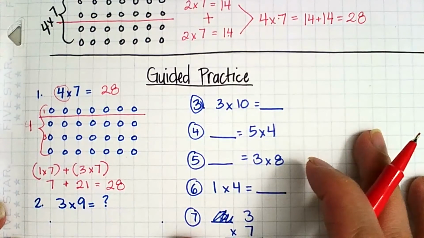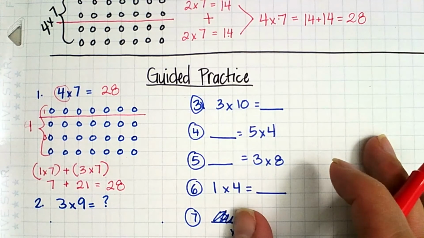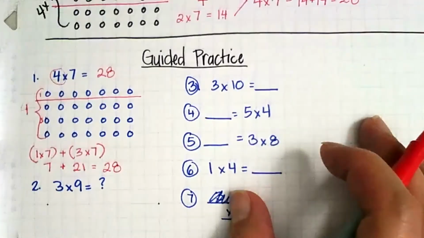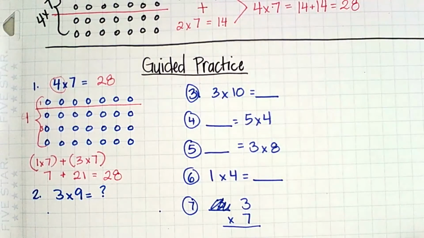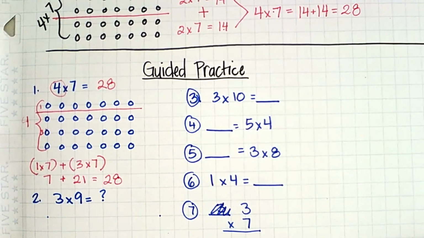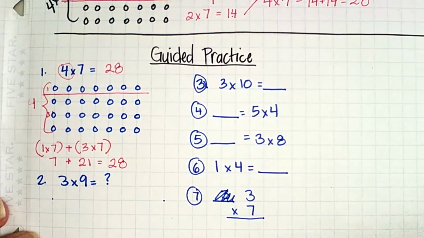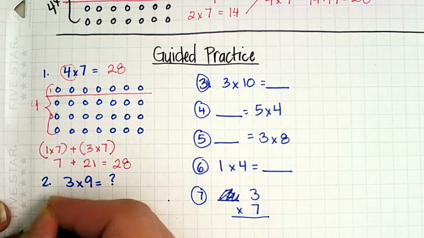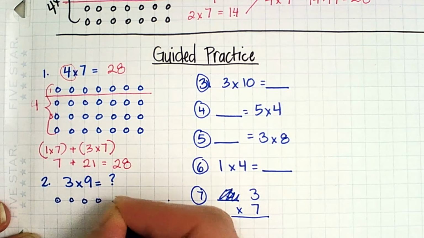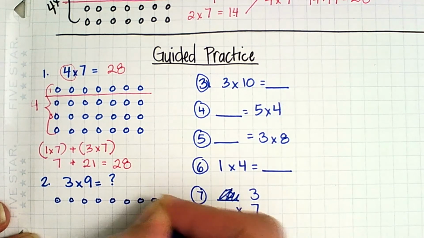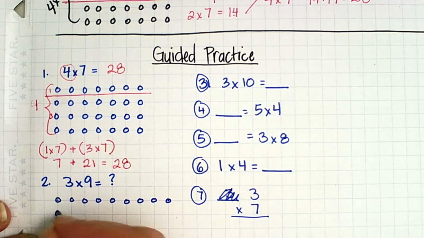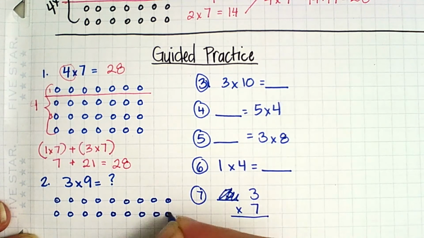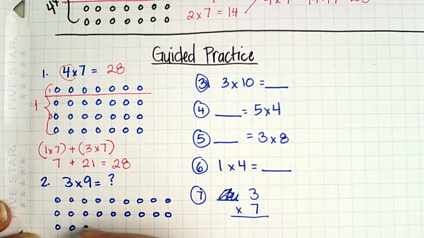For number 2, it asked us to draw an array to show the garden that Selena planted. Now for Selena's garden, she planted 3 rows with 9 plants in each row. So we're going to make 3 rows. That means 3 lines, 3 groups with 9 in each group. So 1, 2, 3, 4, 5, 6, 7, 8, 9. That's our first row. We draw in our second row of 9 and our third row of 9.